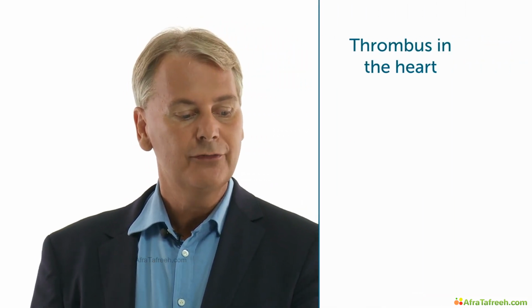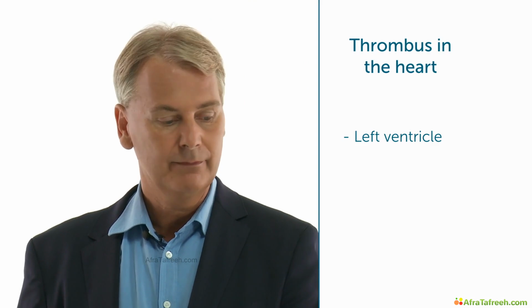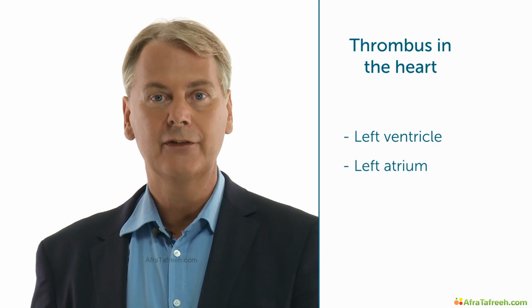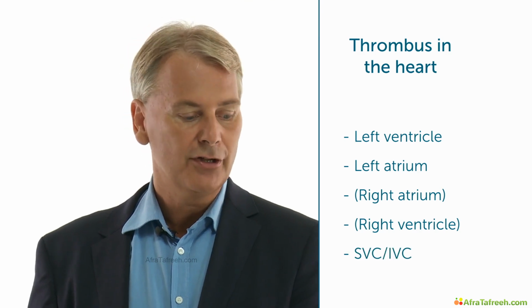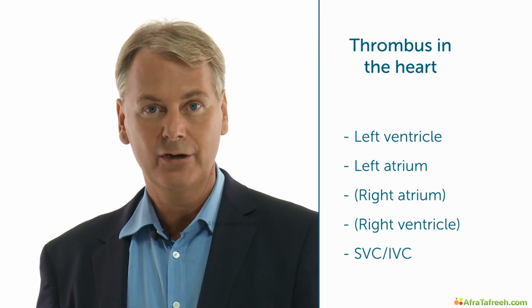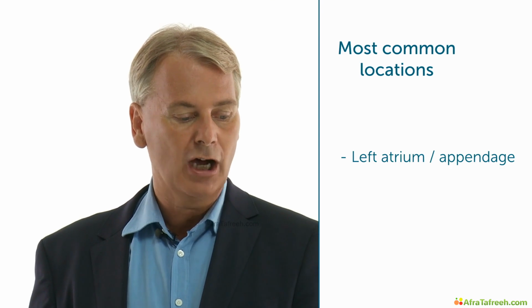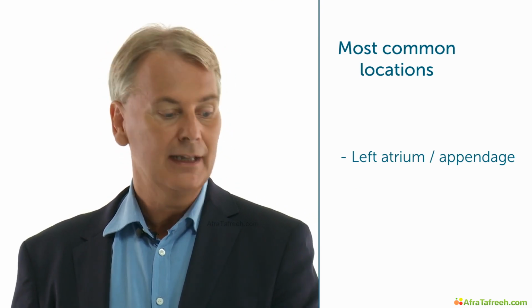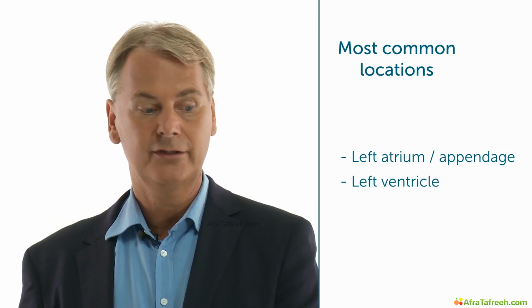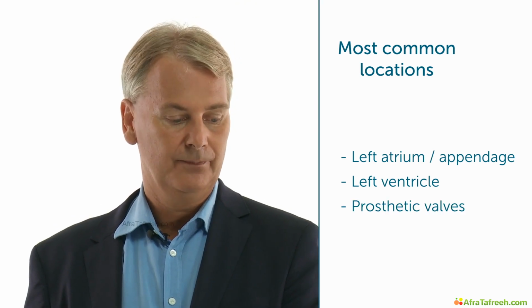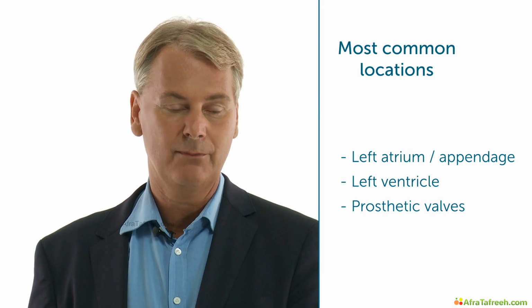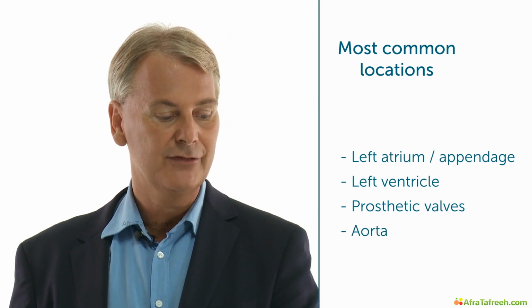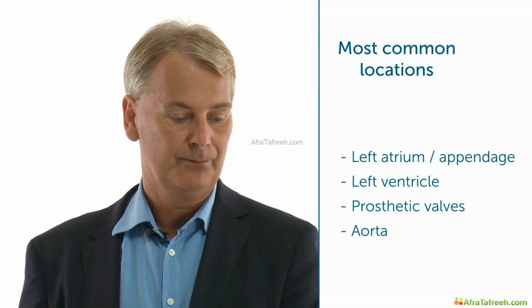Where would you find a thrombus in the heart? Well, you can find it practically anywhere: in the left ventricle, in the left atrium, in the right atrium, and in the right ventricle, but also in the IVC or SVC. But the most common location is definitely the left atrium, here the left atrial appendage, or the left ventricle. Other locations where you relatively frequently see thrombi would be the prosthetic valves and the aorta.